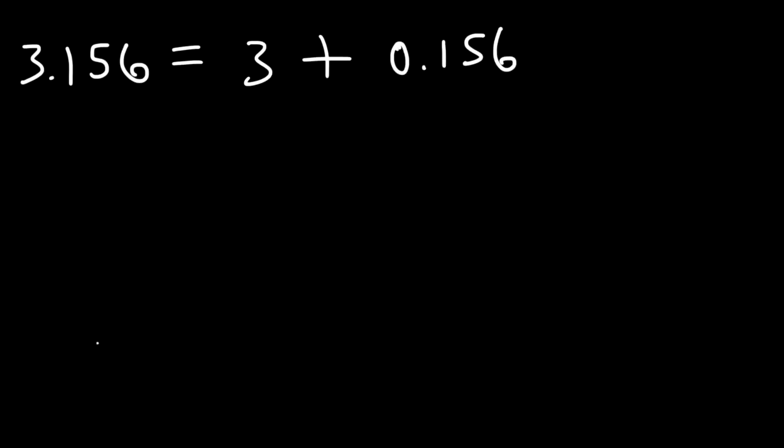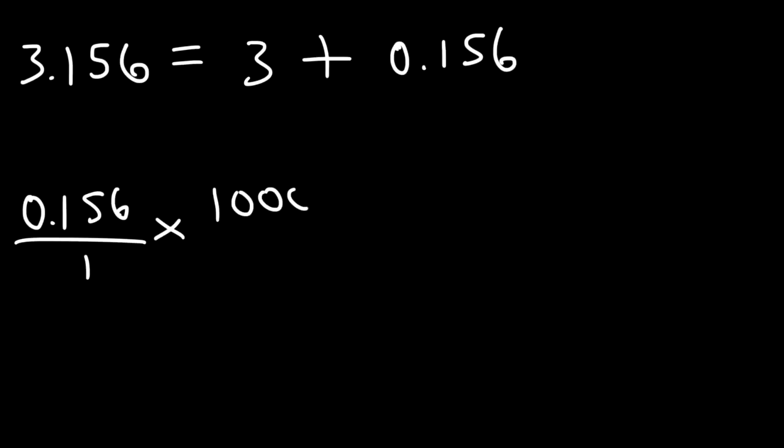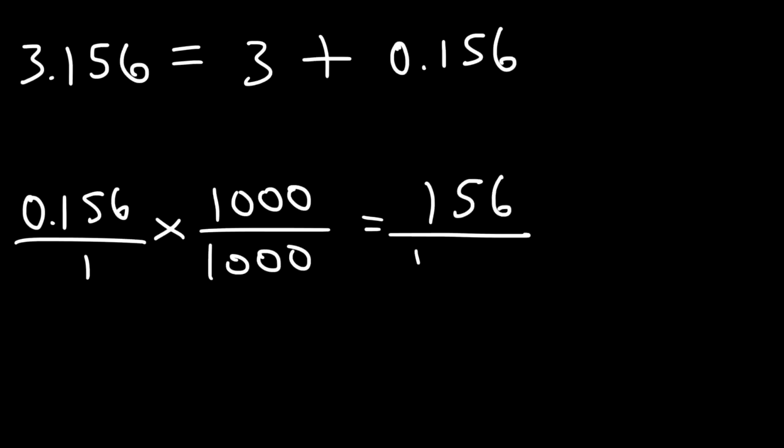Here's another one, 3.156. Go ahead and convert that into a fraction. So I'm going to write this as the sum of 3 plus 0.156. And so I'm going to focus on this number. Let's multiply the top and the bottom by 1,000. And so we're going to get 156 on top, 1,000 on the bottom.